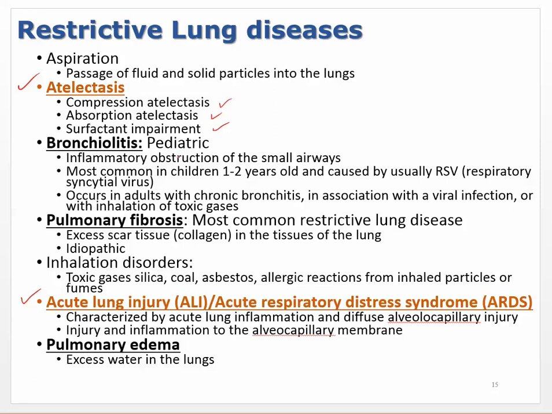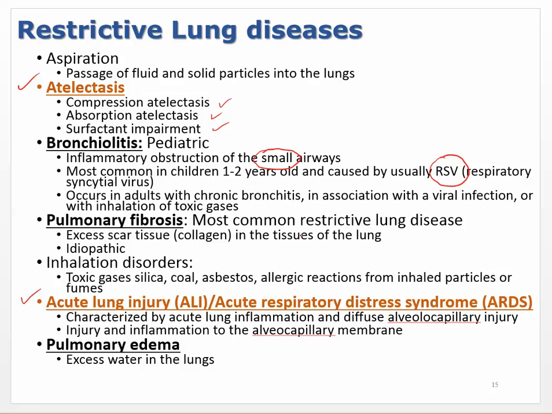And then bronchiolitis. Bronchiolitis tends to be pediatric, and it's an inflammatory obstruction of small airways. Okay, so that's what bronchiolitis is. It mostly occurs in children 1 to 2 years old, and it's usually caused by a virus, RSV, respiratory syncytial virus. It can occur in adults with chronic bronchitis associated with a viral infection or with inhalation of toxic gases. But it's just an inflammatory obstruction of the small airways, as opposed to something like bronchitis, which can affect the large airways as well.